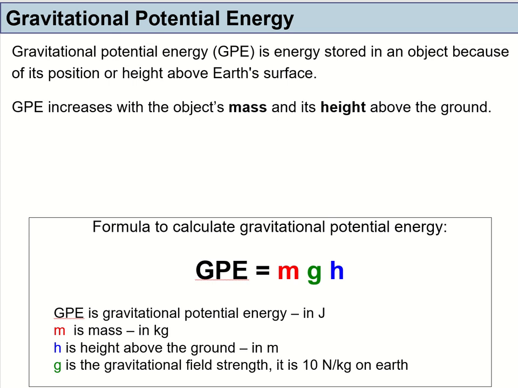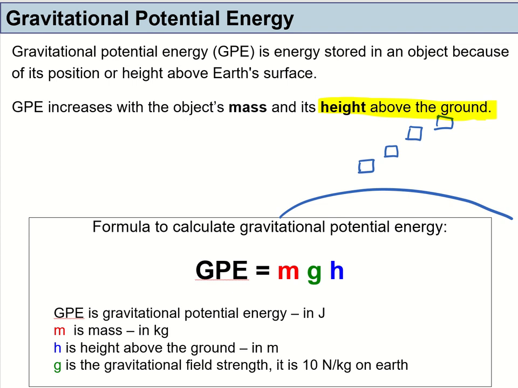Now, this object would be above the ground level. So let's say this is the surface of the Earth. So anything that is above the Earth's surface is said to have gravitational potential energy. So the higher the object, the more gravitational potential energy it has. So it depends on the height above the ground. So I repeat, the higher the object, the more gravitational potential energy it has.